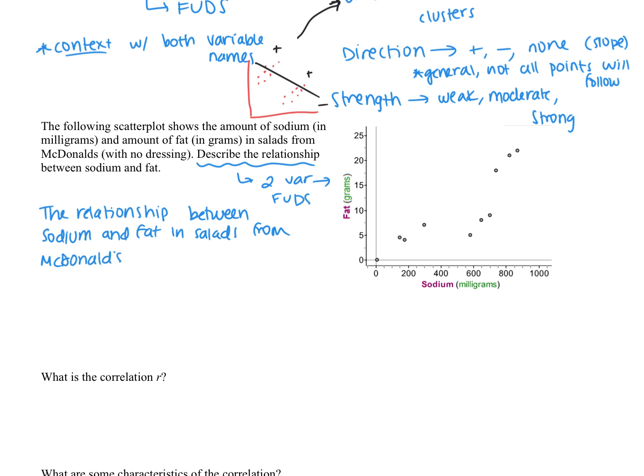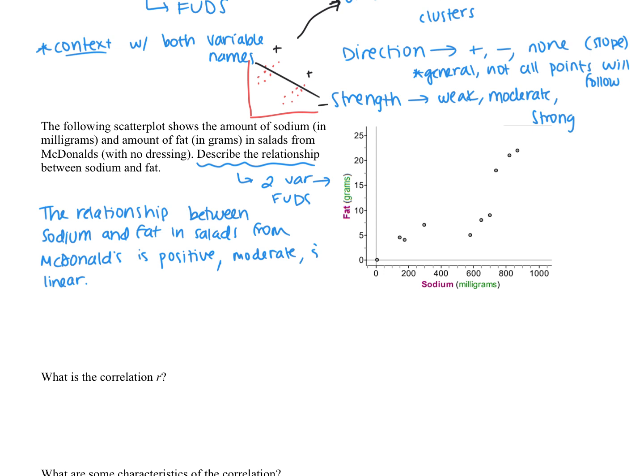That's the context. If we look at the scatter plot, it looks fairly linear, right? I could fit a line to it. It's positive. The points are generally going up. So the relationship is positive. In terms of strength, it's not strong, right? These points don't fall exactly on a line. So I would call it moderate. So it's positive, moderate, and linear. So I've done everything except the unusual part.